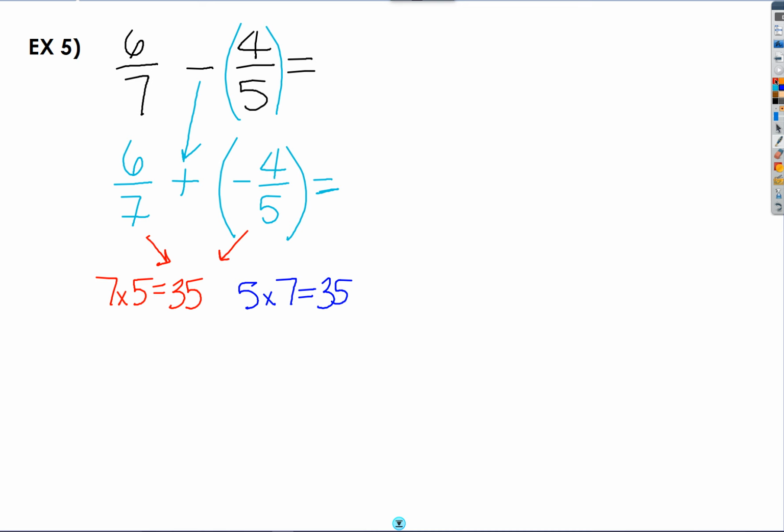So in red, my first fraction becomes 7 times 5 is my denominator, which means I need to change the numerator by multiplying by 5. This ensures that the fraction is still equal. I still have an equal ratio. So I get 30/35 plus, make sure I change that.